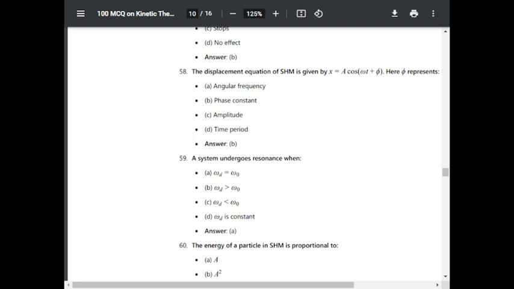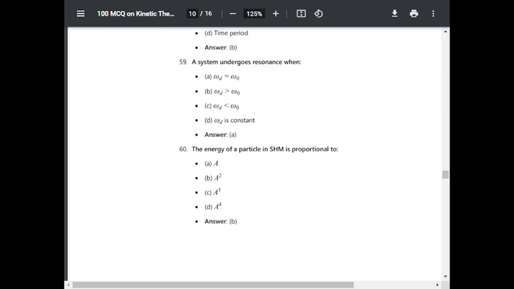Question number 59. A system undergoes resonance when: option A, ωd is equal to ω0; option B, ωd is more than ω0; option C, ωd is less than ω0; option D, ωd is constant. The correct answer is that a system undergoes resonance when ωd is equal to ω0. Option A is correct.